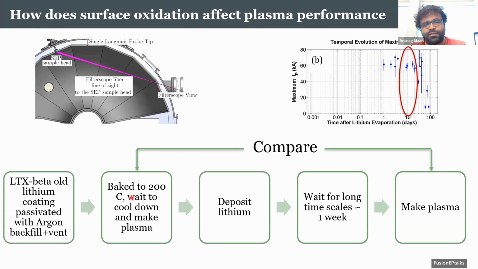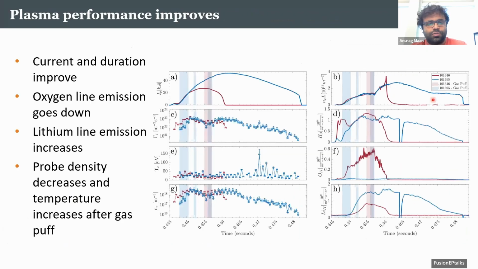And we made a comparison of what happens if you have really old passivated lithium coatings, and then you deposit some lithium and wait a week and make a comparison. So this is a direct comparison. We saw that the plasma current and duration definitely increased. The oxygen emission in particular goes down, and lithium emission goes up.